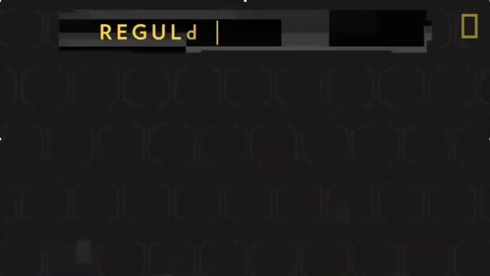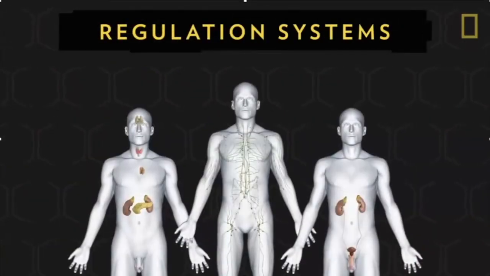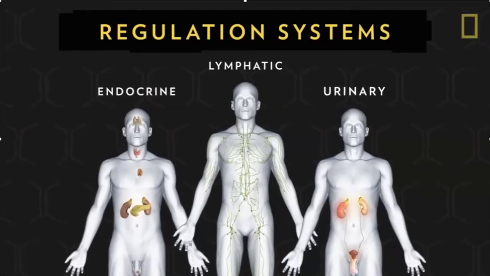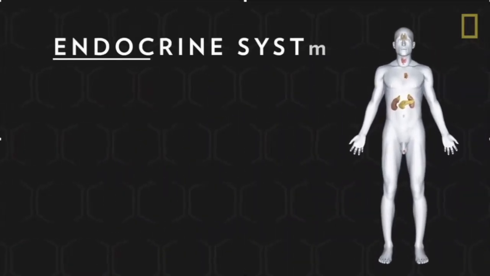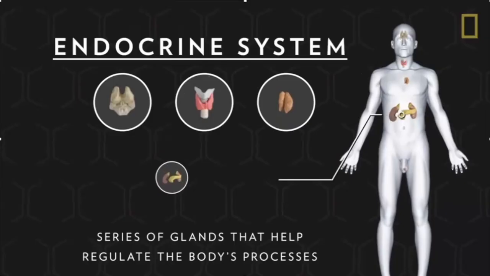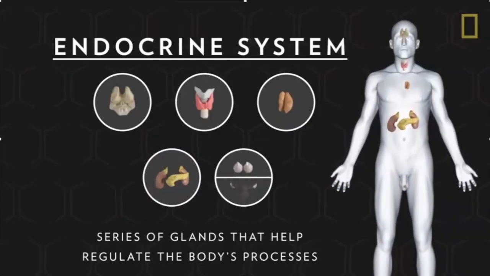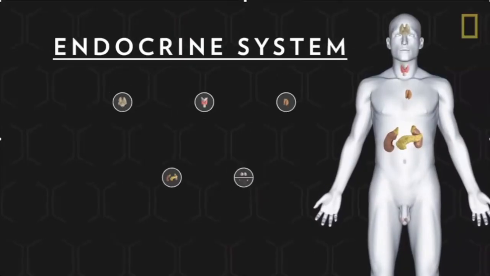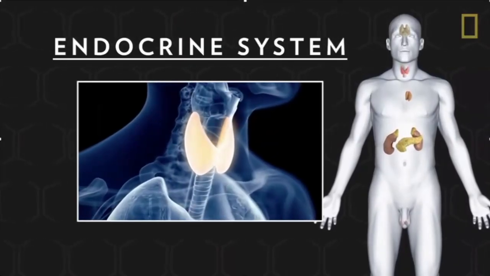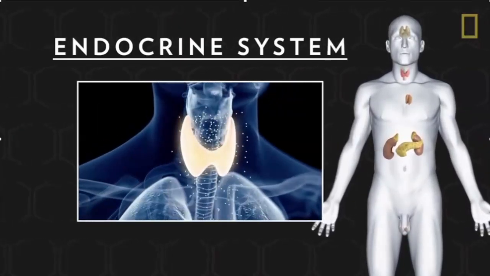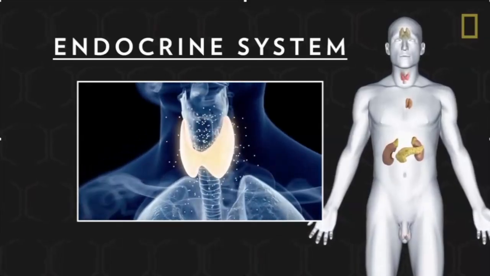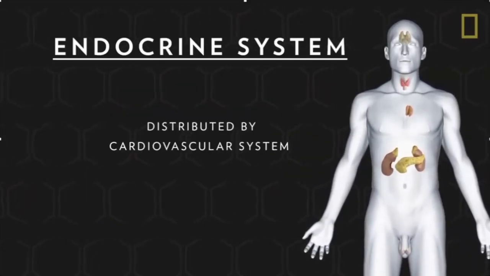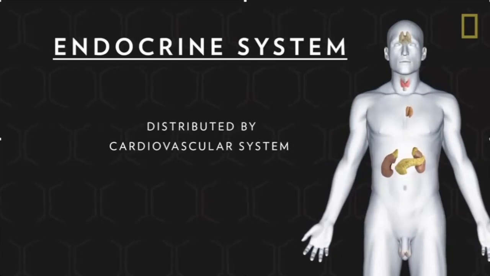This infrastructure, created by neurons, blood, muscles, and bones allows three other systems to regulate the body's environment: the endocrine, lymphatic, and urinary systems. The endocrine system is a series of glands that use information carried by the nervous system to help regulate the body's processes. Thanks to this neural connection, endocrine glands, such as the thyroid, are aware of the amount of hormones and other chemicals they need to produce. These chemicals are then distributed throughout the body by way of the cardiovascular system.